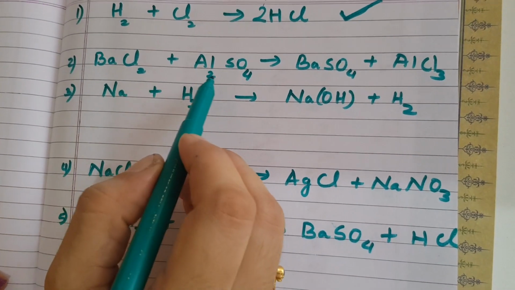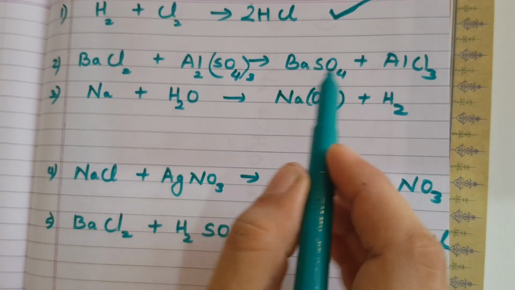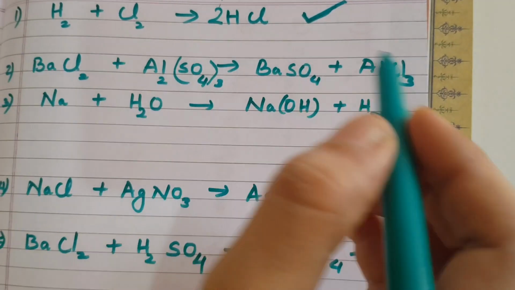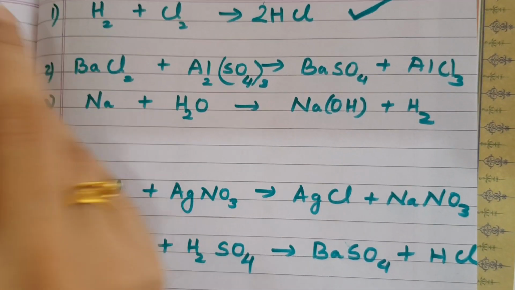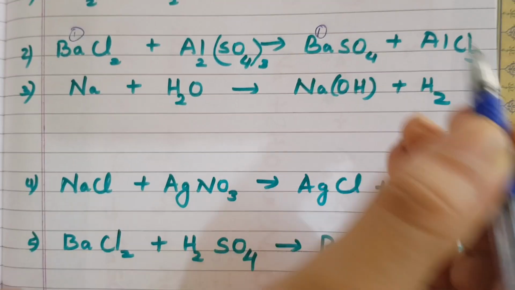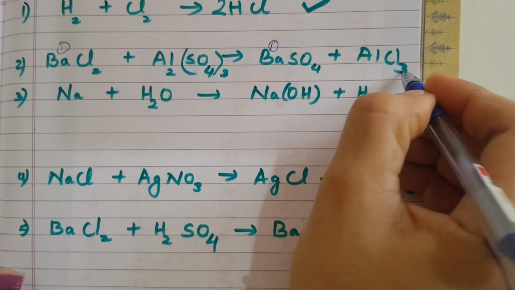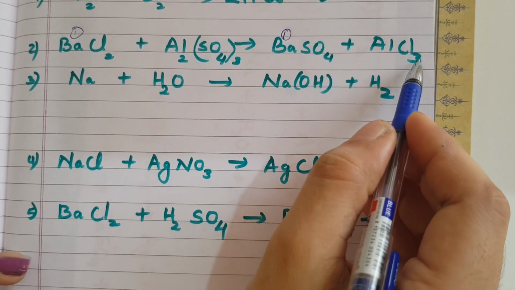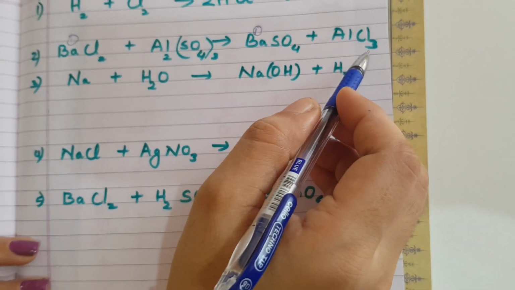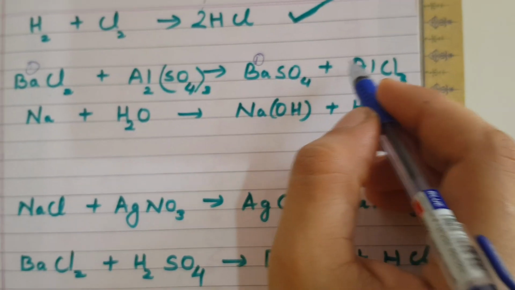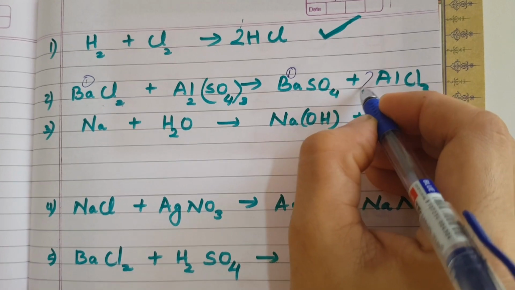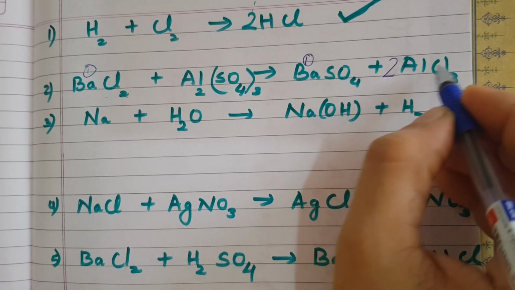Barium chloride plus aluminum sulfate gives barium sulfate plus aluminum chloride. Let's see. There's one barium here, one barium here. Sulfate, chlorine is 3 and chlorine is 2. Whenever there are numbers like 3 and 2 on the side of products and reactants, it is always best to make it 6. So this is 3 here and this is 2. So if I put a 2 here, it becomes 6. And the chlorine is 6 now.